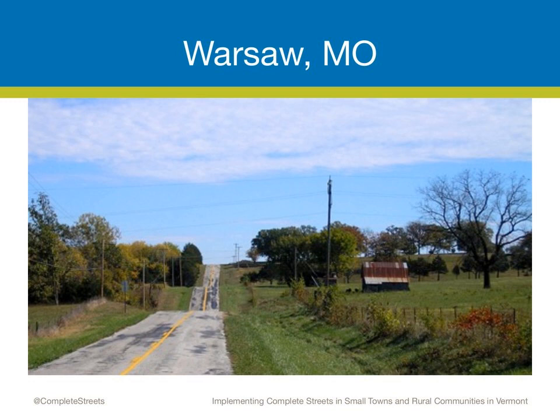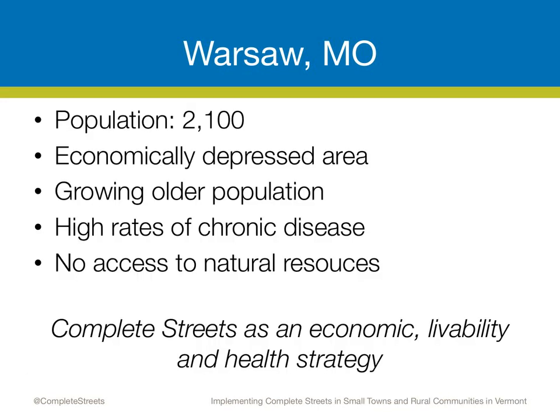So Warsaw, Missouri is a town that we highlighted earlier this year in the Best Complete Streets Policies report because they've really done a lot, not just to have a really good policy, but to implement complete streets in a way that's setting up their community for success. So just for some context, Warsaw has a population of around 2,100. It was a very economically depressed area. It had a large growing older population. It had high rates of chronic disease. And while it was couched in some beautiful land within Missouri, residents had no way to access those natural resources.